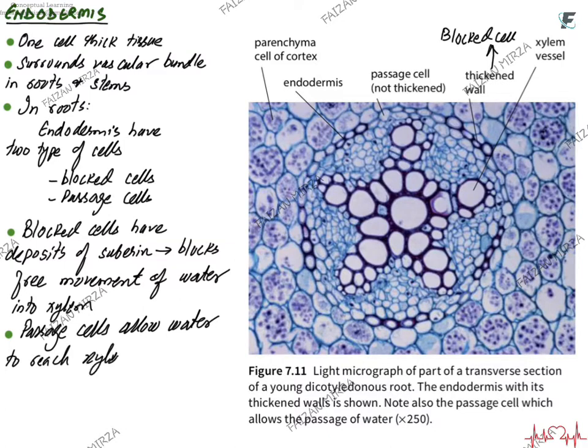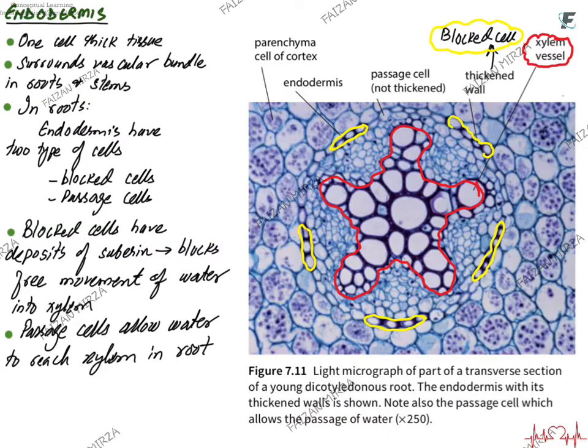Passage cells, however, will allow these to reach into the xylem or into the root. This is the red shaped region that I have just highlighted here. This is actually your xylem here. And these blocked cells, I am just encircling them in yellow. So these are the blocked cells with deposits of suberin. And the passage cells, I'm just outlining them in purple here. These are all the passage cells.